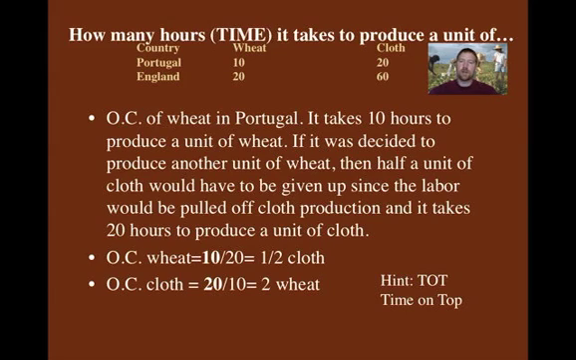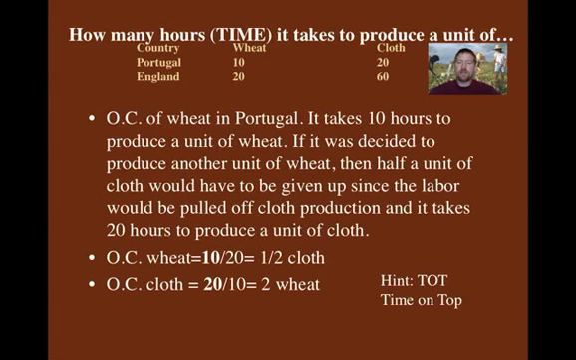And so I don't know if you need to write down this whole paragraph here, but it says the opportunity cost of wheat in Portugal, well, it takes them 10 hours to produce a unit of wheat. So what could they have done with that 10 hours? Well, it takes 20 hours to produce a whole unit of cloth, so that means they would only be able to produce half a unit of cloth in those 10 hours. So what did they give up? Well, they gave up half a unit of cloth.